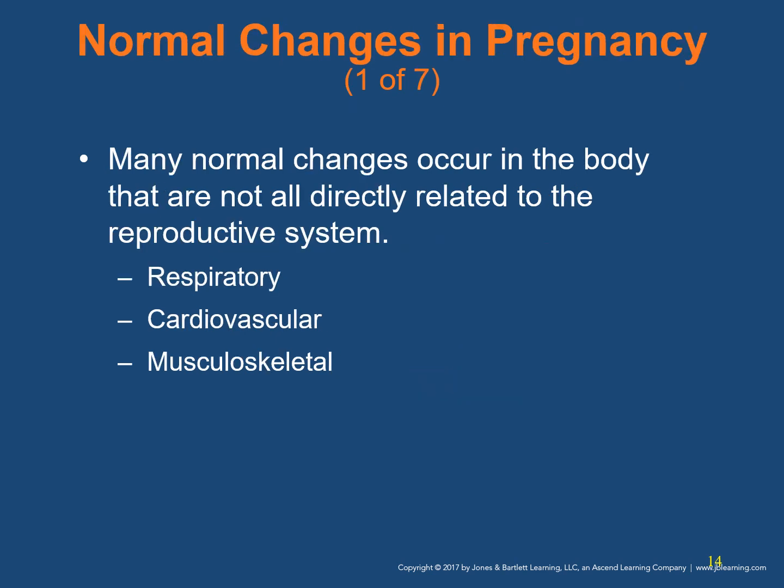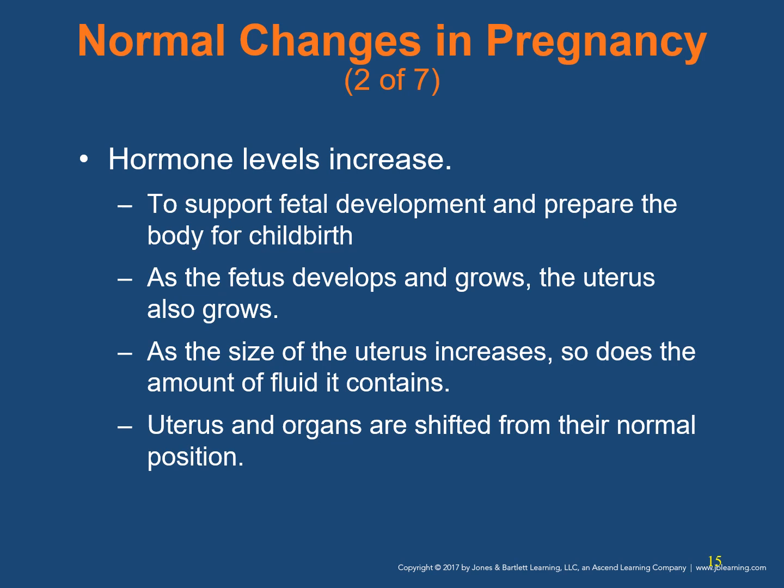Normal changes in pregnancy. During pregnancy, many normal changes occur in the body that are not all directly related to the reproductive system. The primary systems involved with these changes are the respiratory, cardiovascular, and musculoskeletal systems. In the reproductive system, hormone levels increase to support fetal development and prepare the body for childbirth. This puts pregnant women at an increased risk for complications from trauma, bleeding, and some medical conditions.